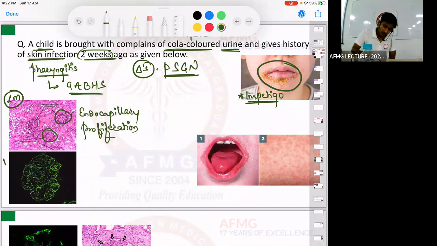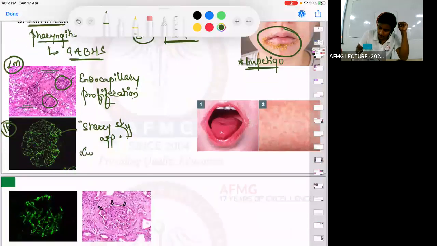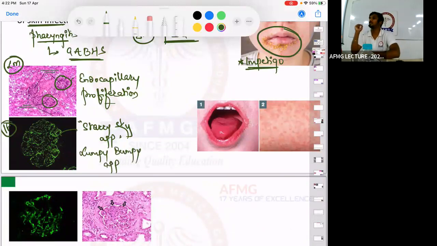And if I look at the immunofluorescence picture, which type of appearance is seen? This looks like a starry sky appearance, also called lumpy bumpy appearance. So lumpy bumpy appearance on immunofluorescence is a feature of PSGN.